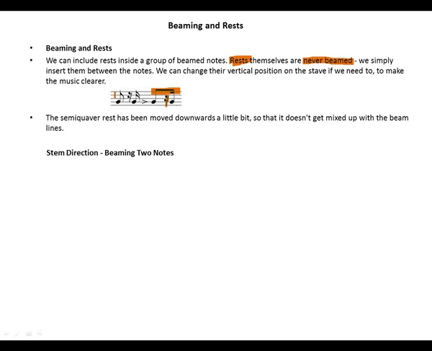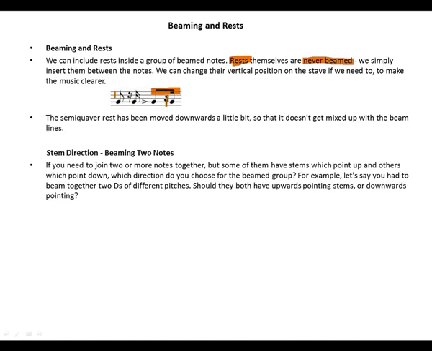Stem direction of beaming two notes. If you need to join two or more notes together, but some of them have stems which point up and others which point down, which direction do you choose for the beamed group? For example, let's say you had to beam together two Ds of different pitches. Should they both have upwards pointing stems or downwards pointing? Let's take a look. This is two Ds of different pitches and facing in two different directions. Which one do we use?